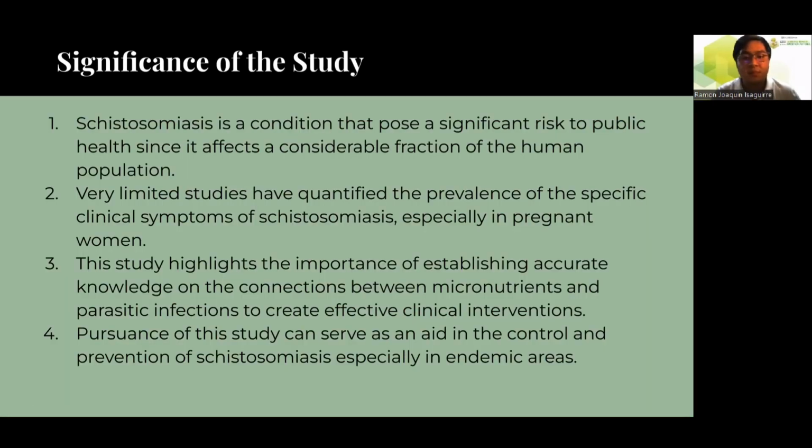Next slide. So for the significance of this study, schistosomiasis is a condition that poses a significant risk to public health since it affects a considerable fraction of the human population. Very limited studies have quantified the prevalence of the specific clinical symptoms of schistosomiasis, especially in pregnant women. This study highlights the importance of establishing accurate knowledge on the connections between micronutrients and parasitic infections to create effective clinical interventions. And pursuance of this study can serve as an aid in the control and prevention of schistosomiasis, especially in endemic areas. Next slide.